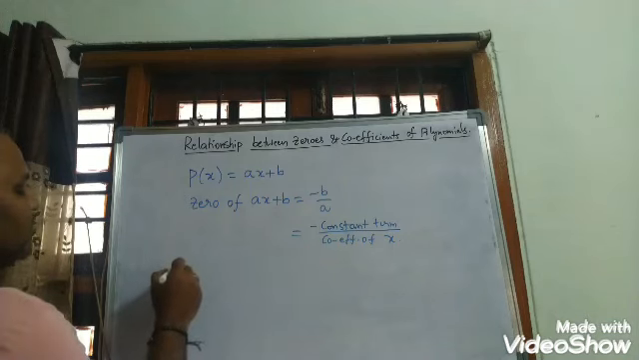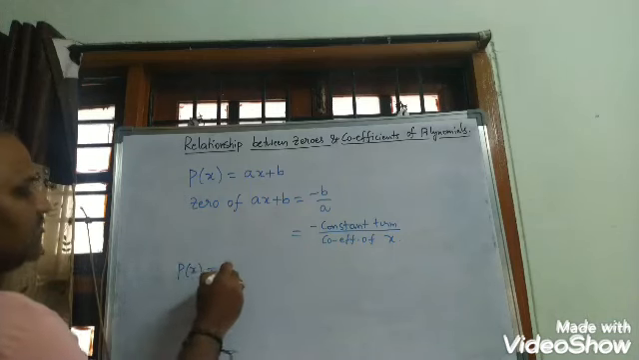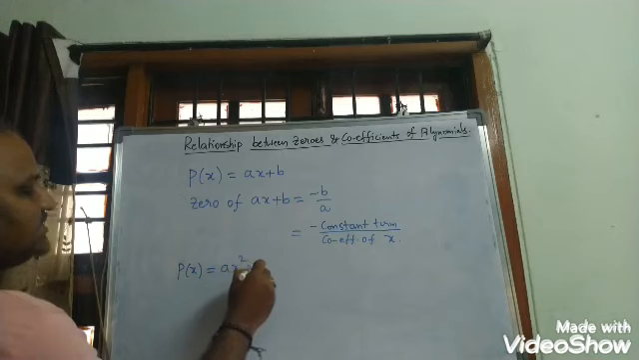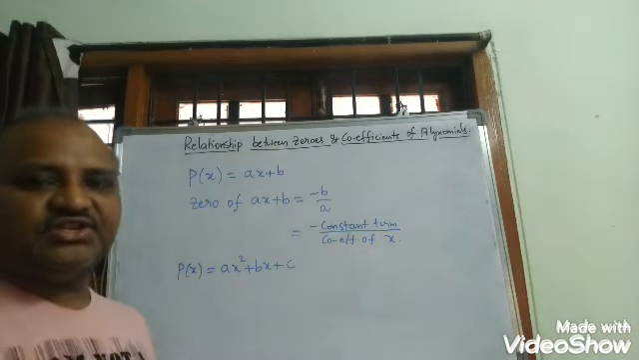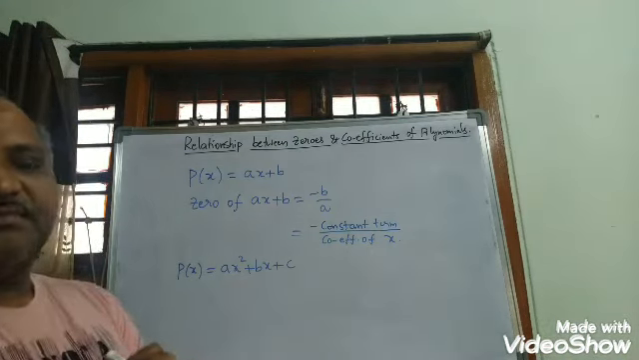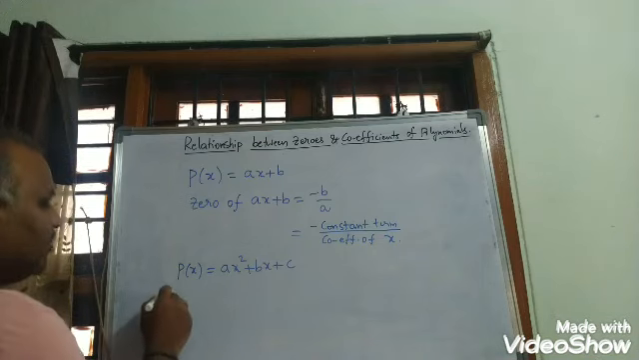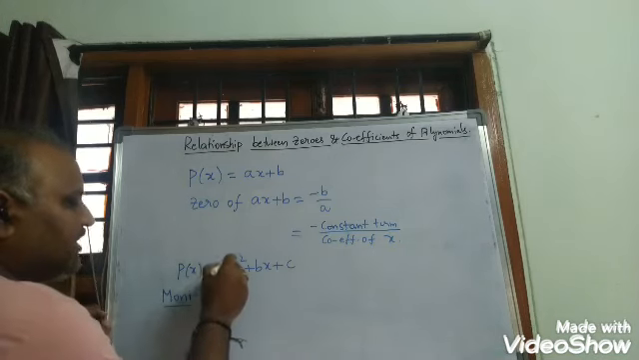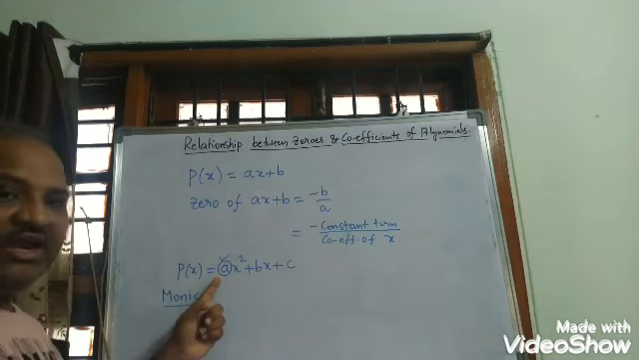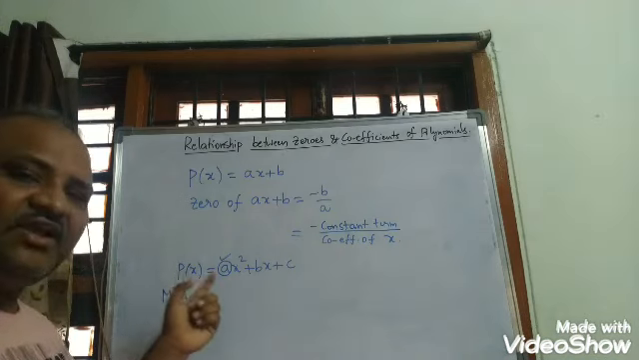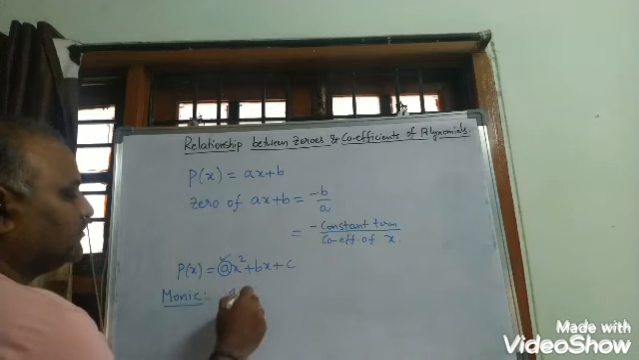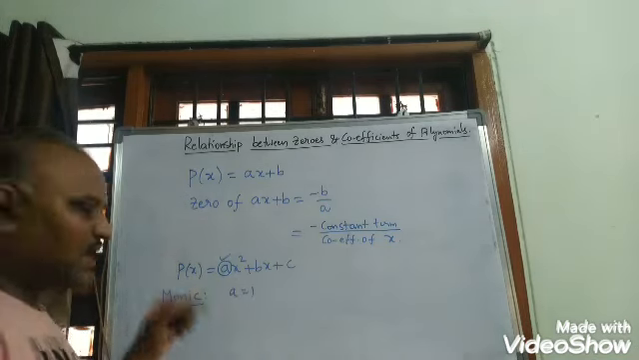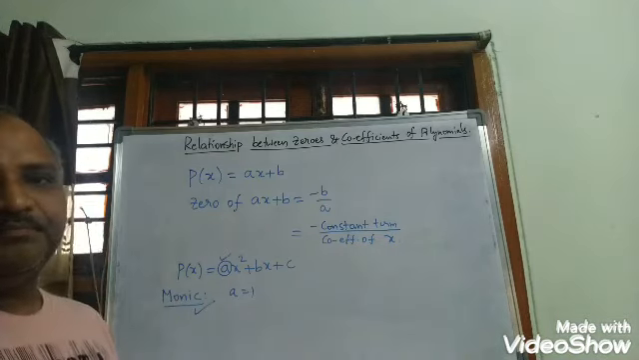Generally, the quadratic polynomial general form is p of x is equal to ax square plus bx plus c. And now let us consider a monic polynomial. What is meant by a monic polynomial? Monic means that the coefficient of the degree term, which is called the leading term, the coefficient of the leading term or leading coefficient, if this leading coefficient is 1, then the total polynomial can be called a monic polynomial.